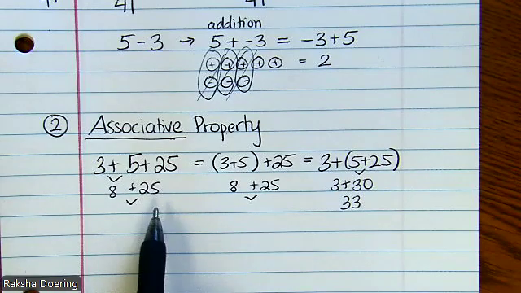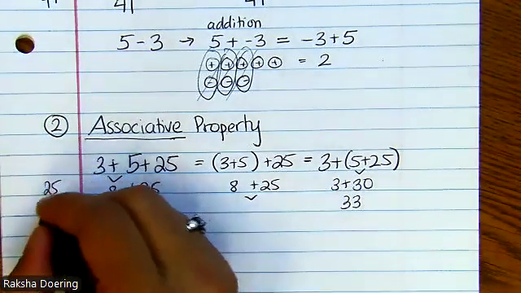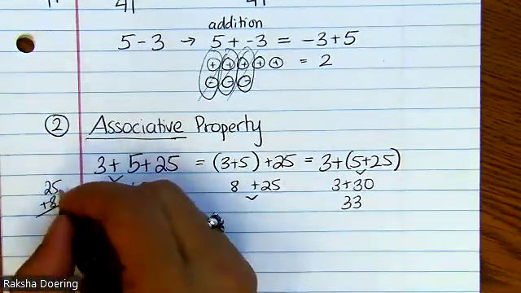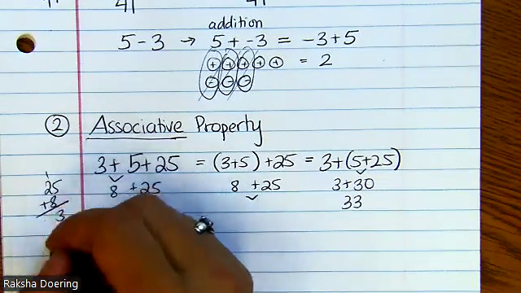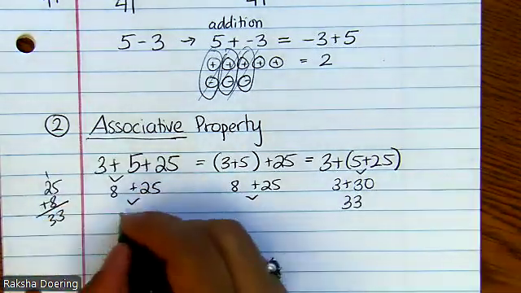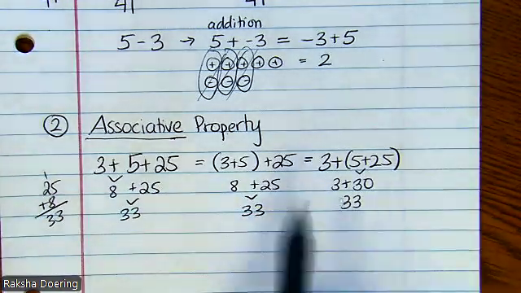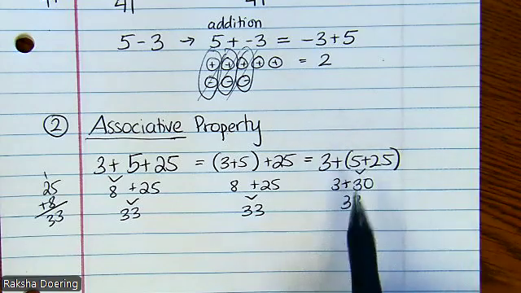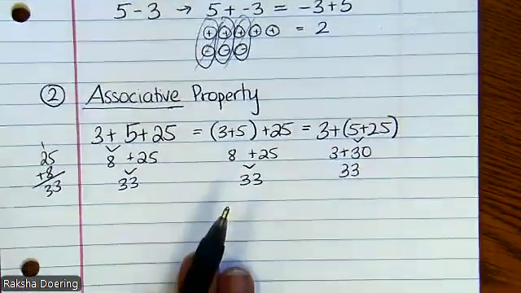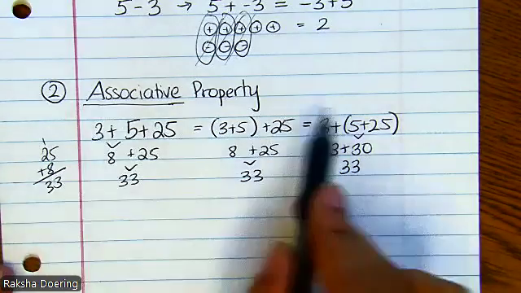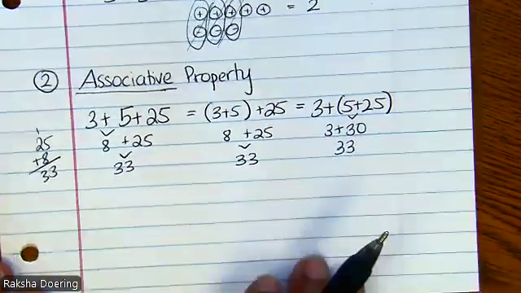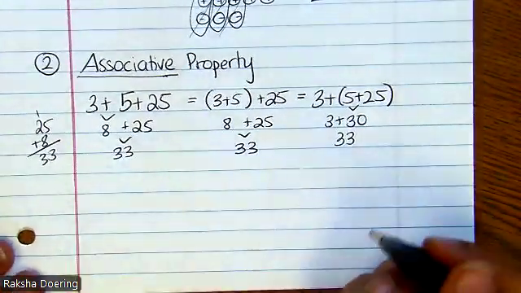And also if you do 25 plus 8, you will get 8 plus 5 is 13, carry the 1, get 33 anyway. So you get the same answer, but again, the idea with this is you could do it in a different order to make your life easier. So the associative property works if it's all addition. It also works if it's all multiplication.